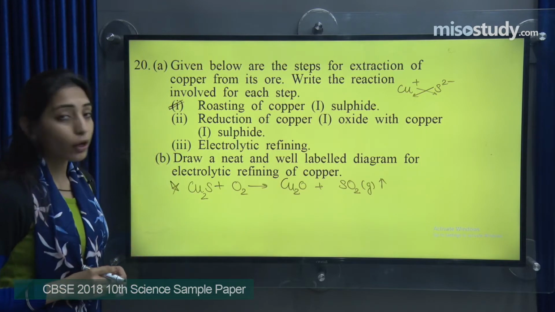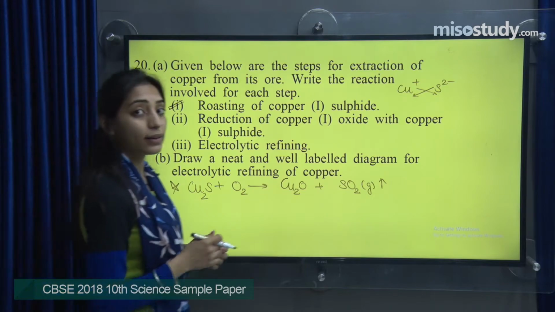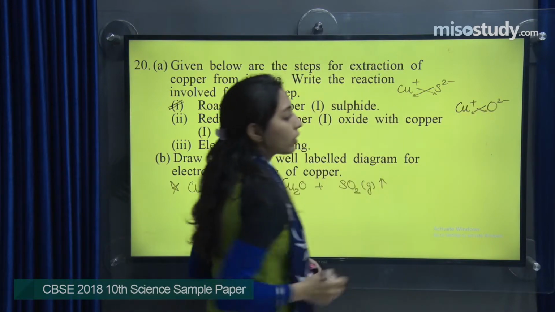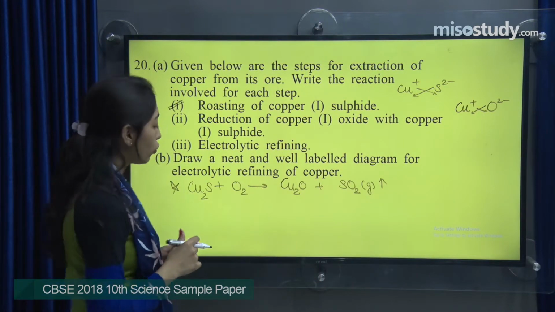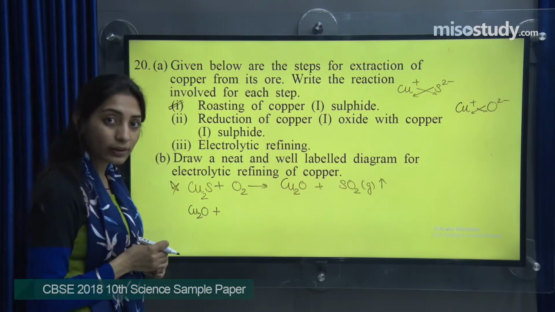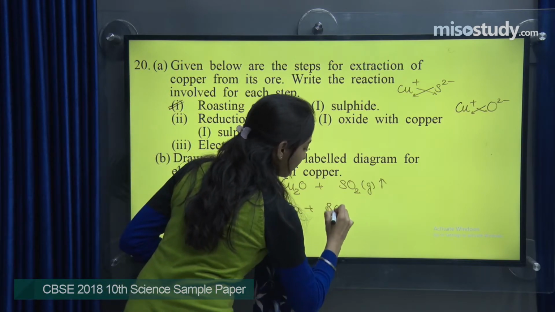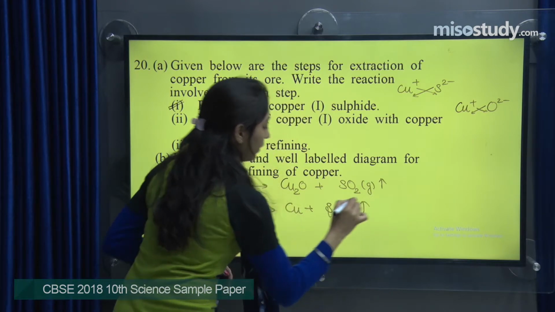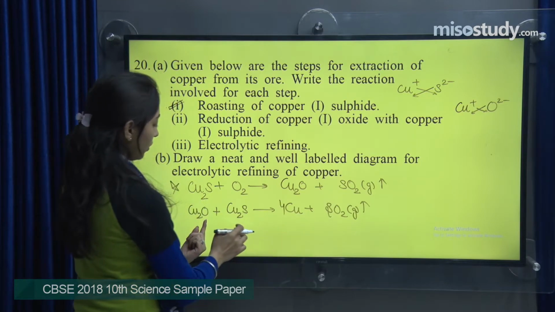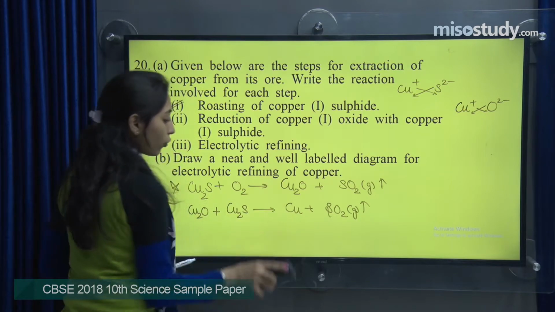Done. Moving on to the second part, which says the reduction of copper 1 oxide. What is copper 1 oxide? Again Cu+ O2-, so copper 1 oxide is nothing but Cu2O. Copper 1 oxide will be reduced with copper 1 sulphide only, which is Cu2S, leading to the formation of copper plus sulfur dioxide. Let's balance. 2 to 4 coppers, 4 coppers are there, 1 oxygen. No, something is wrong.